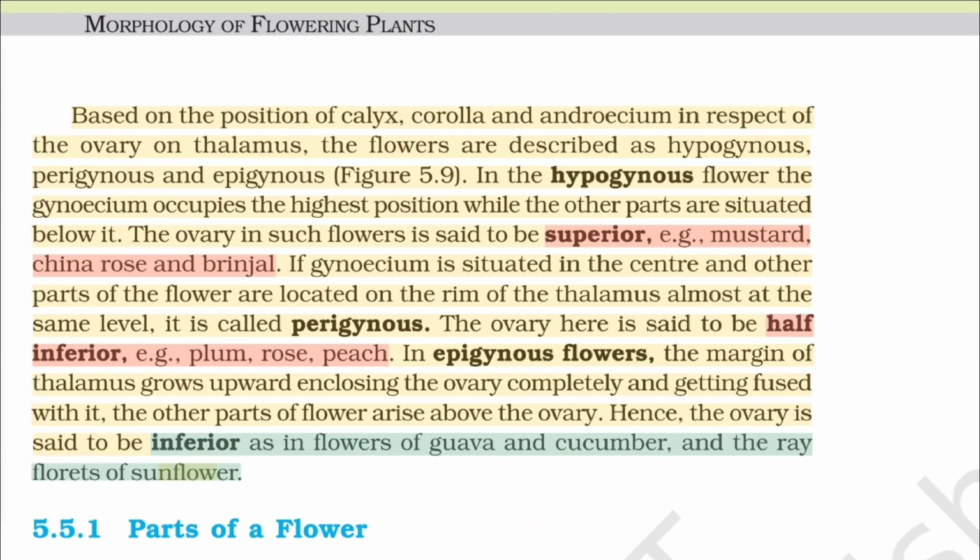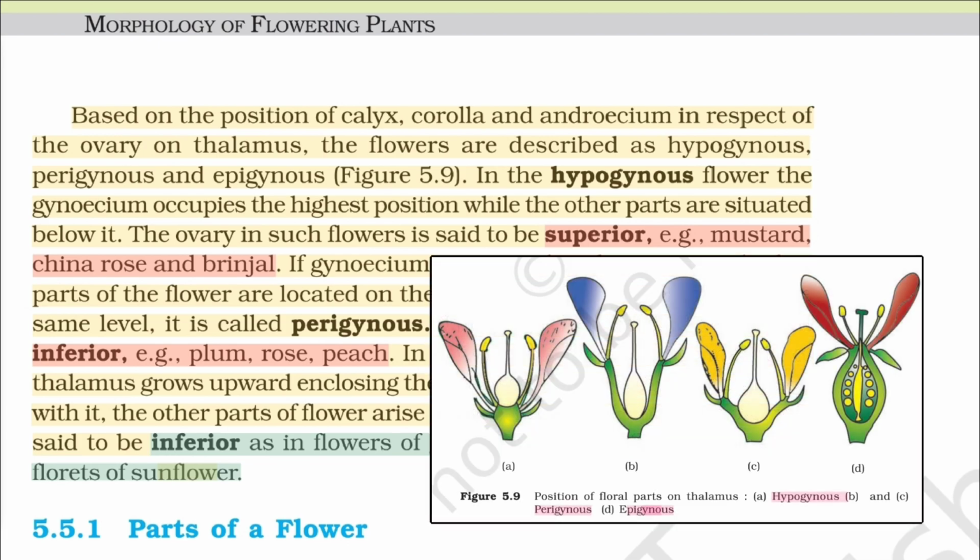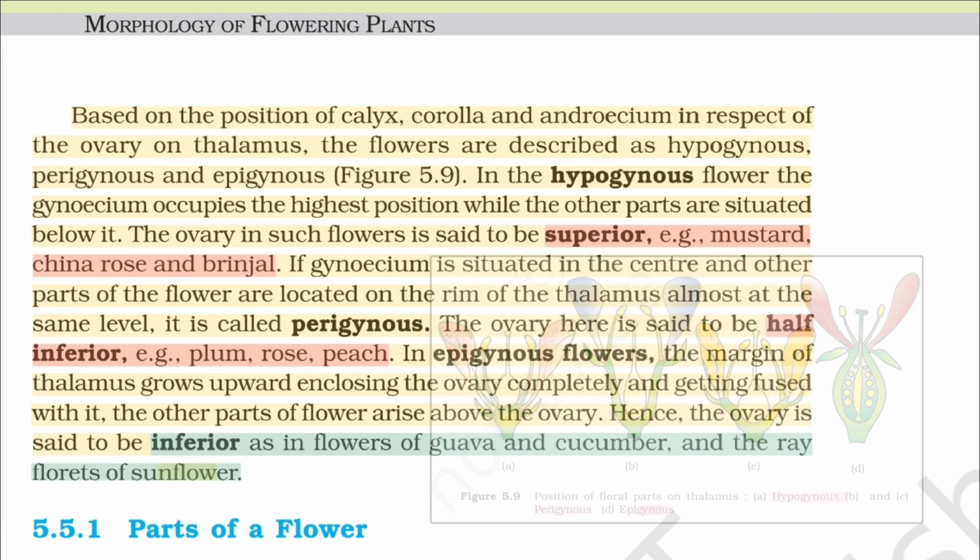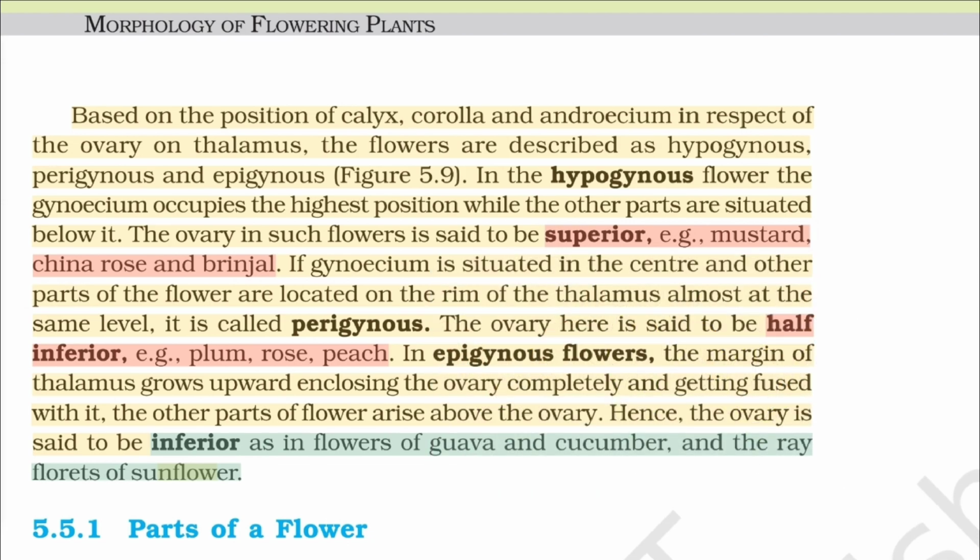Based on the position of calyx, corolla and androecium in respect of the ovary on thalamus, the flowers are described as hypogynous, perigynous and epigynous, figure 5.9. In the hypogynous flower, the gynoecium occupies the highest position while the other parts are situated below it. The ovary in such flowers is said to be superior, example, mustard, China rose and brinjal.